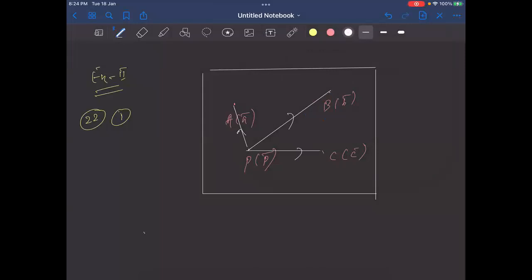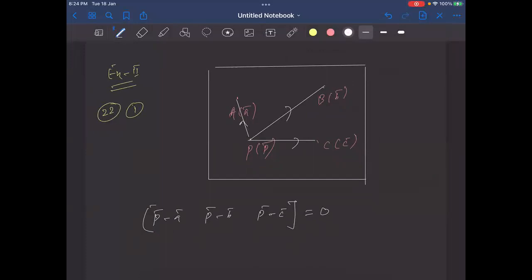0? Can I say that P minus A, P minus B, and P minus C STP will be 0? Am I right? Because all the three vectors are coplanar. Can I say that? Yes, sir. So STP is 0. So we'll just do the STP. What is the STP? P minus A. We'll take the dot, and then we'll take cross of these two.